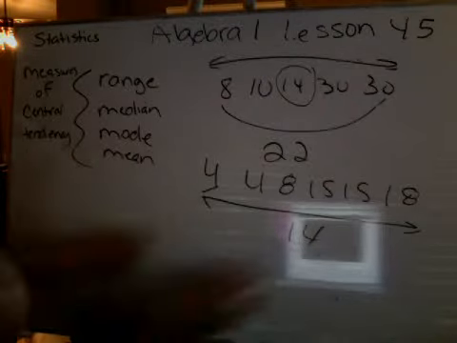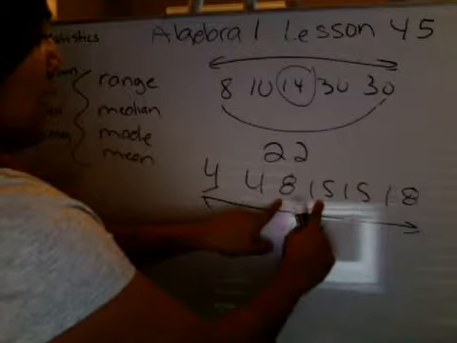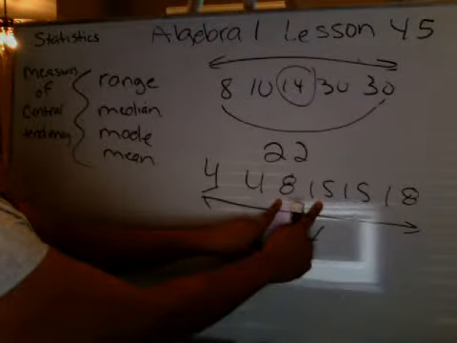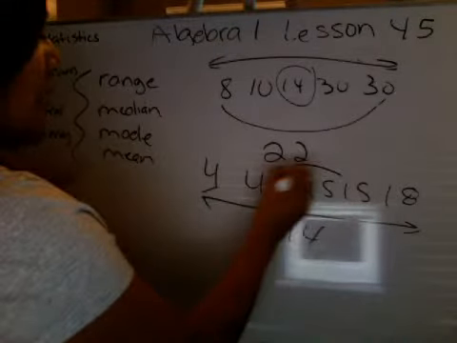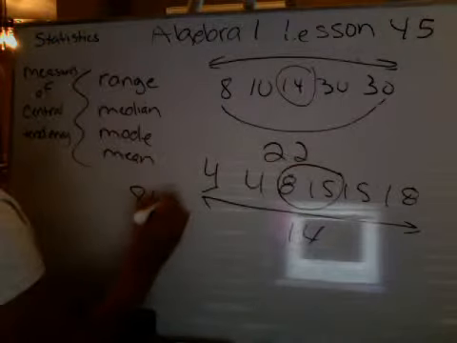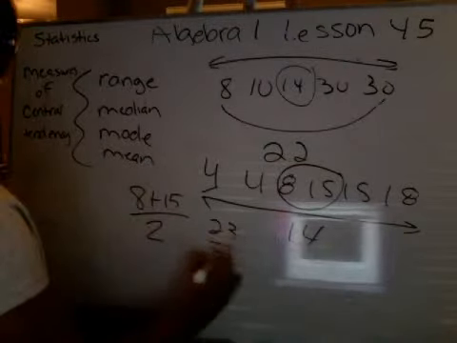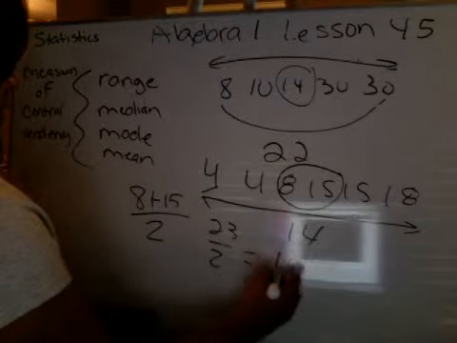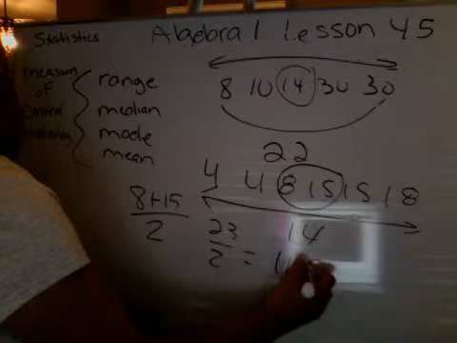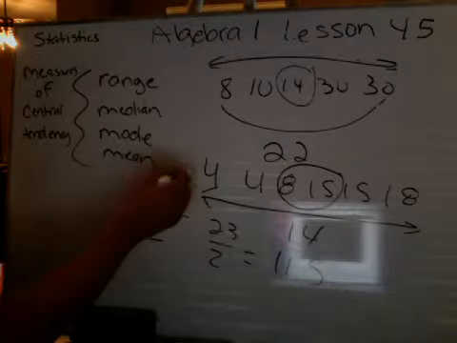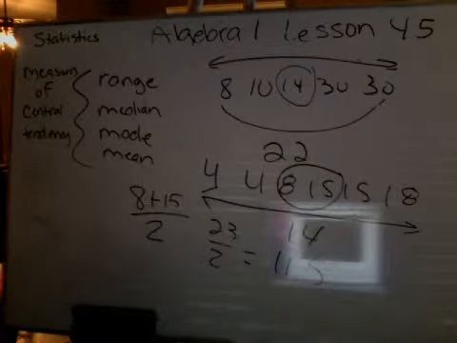Look at this next set. We have an even number of numbers, so we have to take these two middle numbers, add them together, and divide by 2. So that's 23 divided by 2, which is 11.5. So the median is 11.5 for this set of numbers.